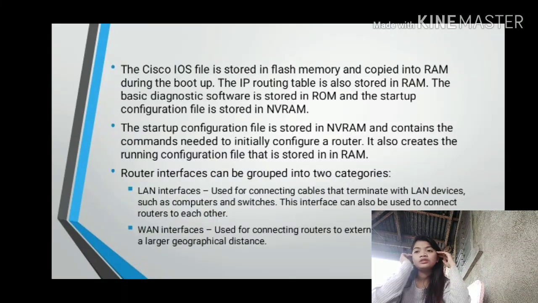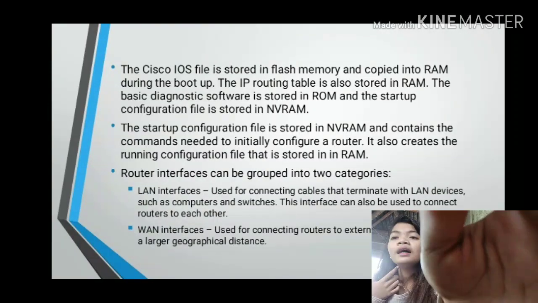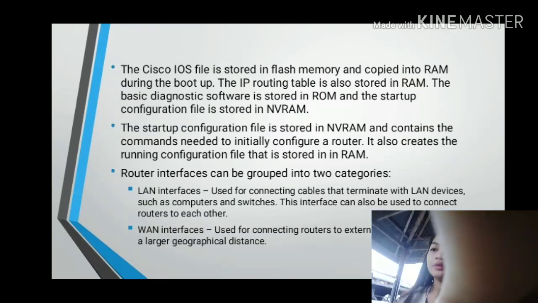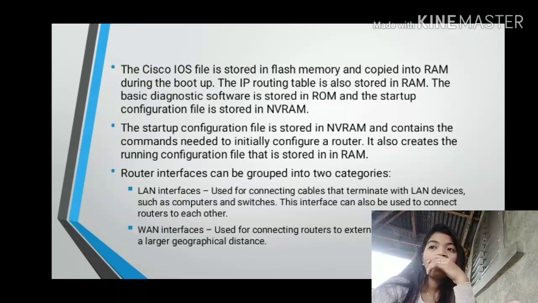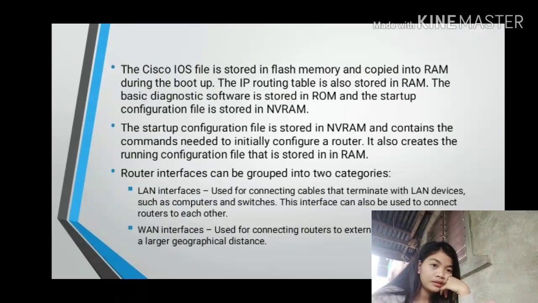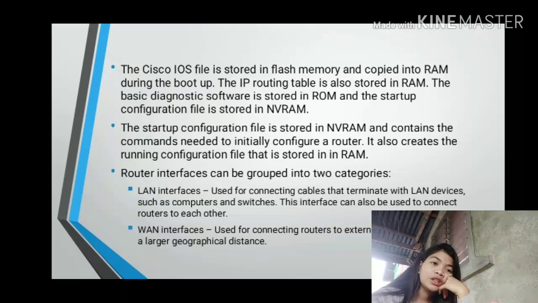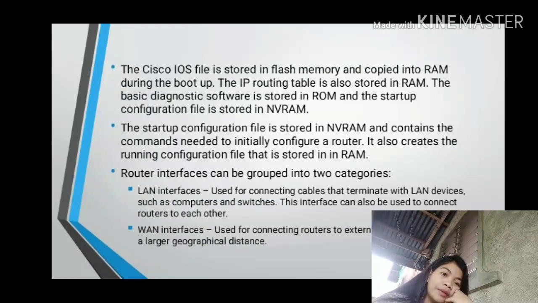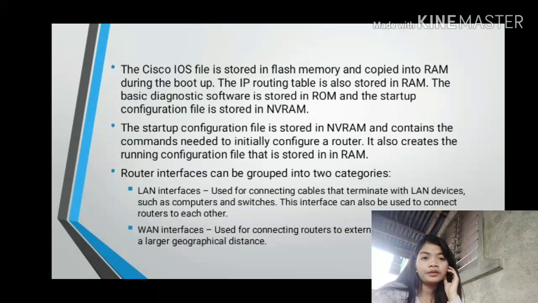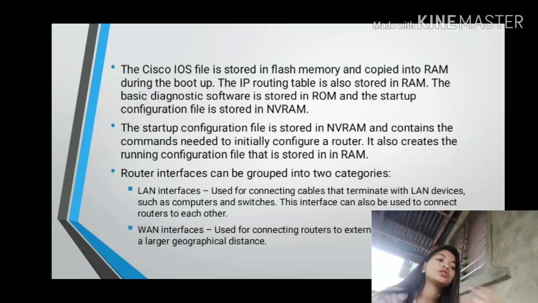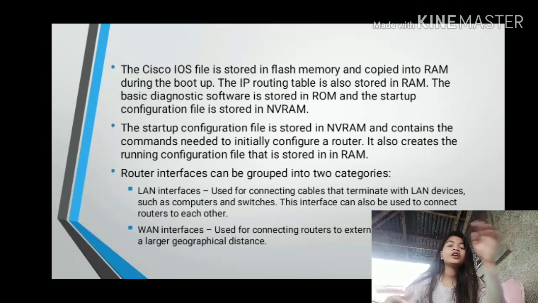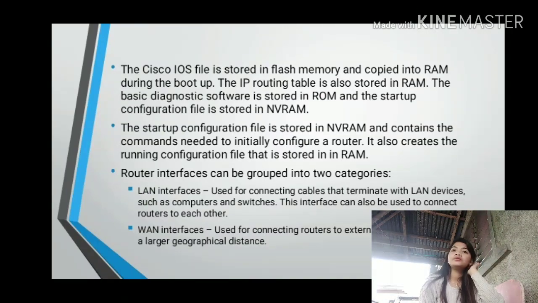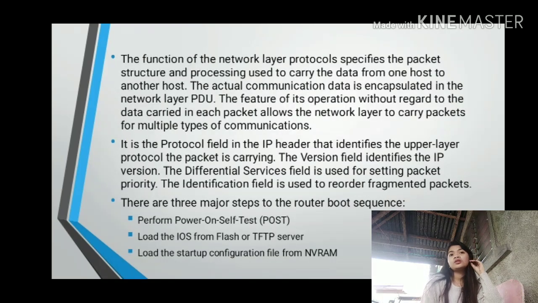The actual communication data is encapsulated in the network layer PDU. The features of its operation, without regard to the data carried in each packet, allow the network layer to carry packets for multiple types of communications. The IOS file is stored in flash memory and copied into RAM during the boot up. The IP routing table is also stored in RAM.